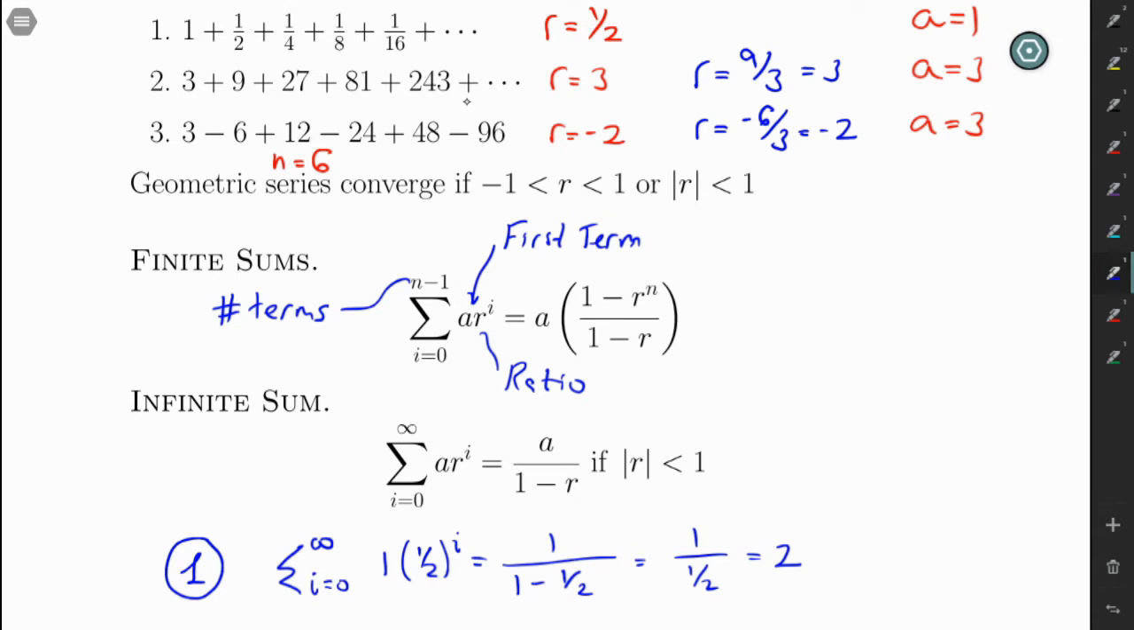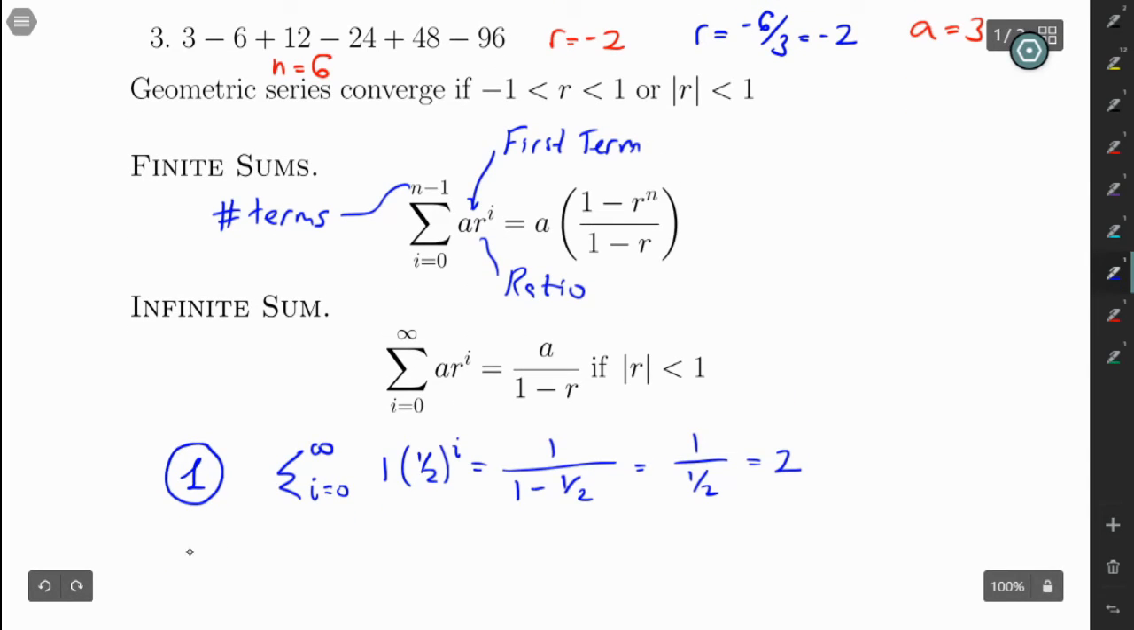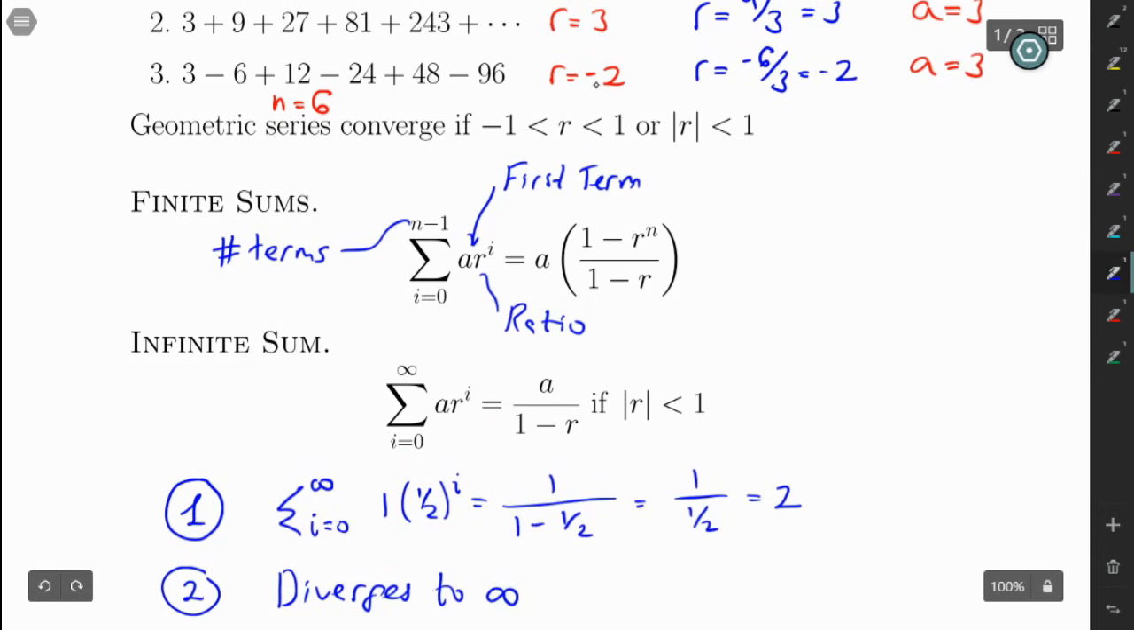In the second example, the series is infinite, and the ratio is not between -1 and 1. So it makes no sense to try to compute the sum of this series. It diverges off to infinity. So the second example diverges to infinity. In the third example, the ratio is still not between -1 and 1. However, in this case, we're dealing with a finite series, so we can apply the finite series sum formula to figure out the sum.